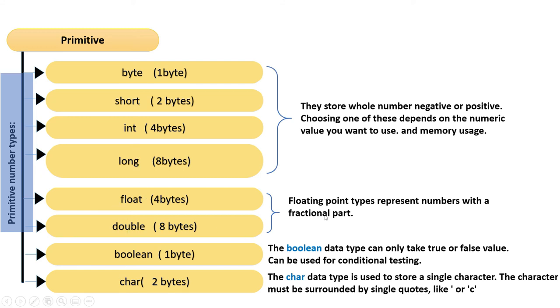Float and double are floating types that represent numbers with a fractional part. Using those depends on the numeric value you want to store, and if you want to save memory, you can go for float. Boolean is a data type that can take true or false values, and usually we use them for conditional testing. The char data type is used to store a single character.